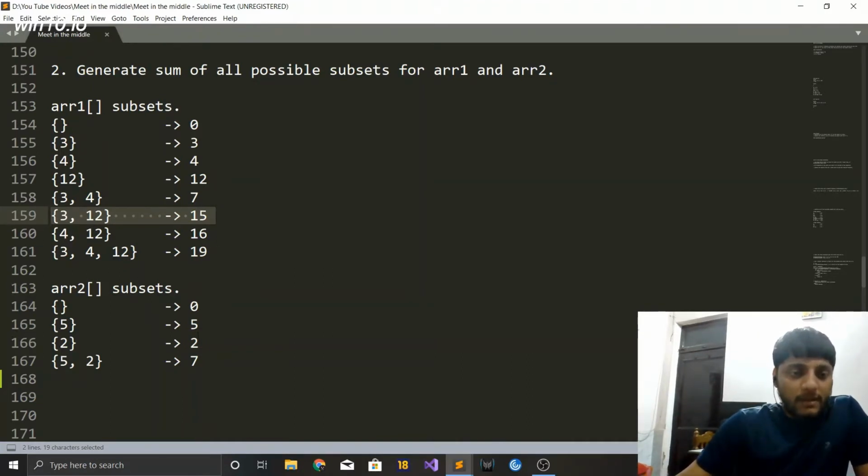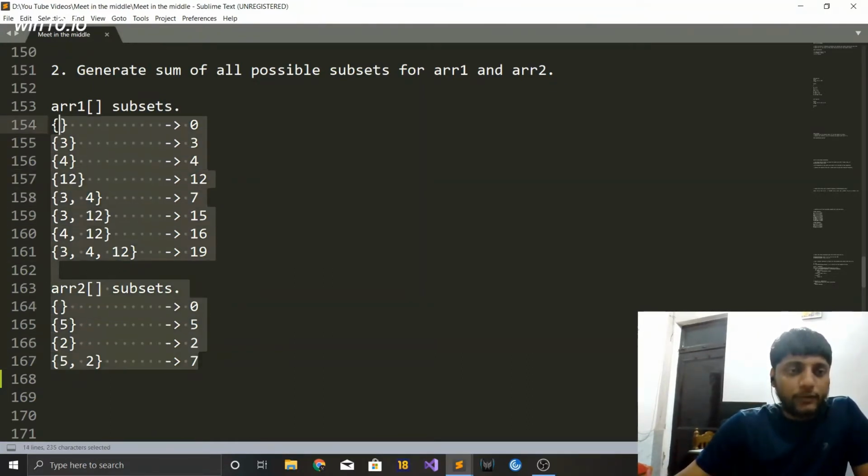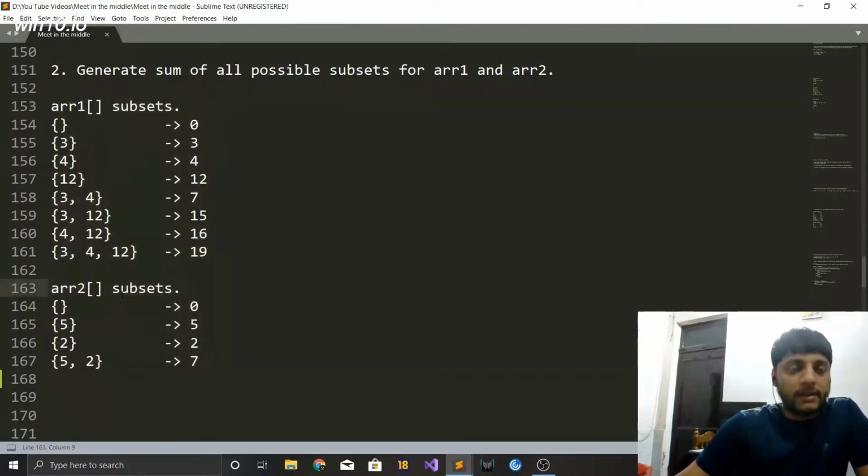Now, how can we exploit this idea to get the solution? How are the subsets of these two arrays, array 1 and array 2, going to help us? Another important observation is that you can generate all the possible subsets of the original array by using the subsets of array 1 and array 2. How? For each subset of array 1, if you take the union with each subset of array 2, you will get all the possible subsets for the given array.